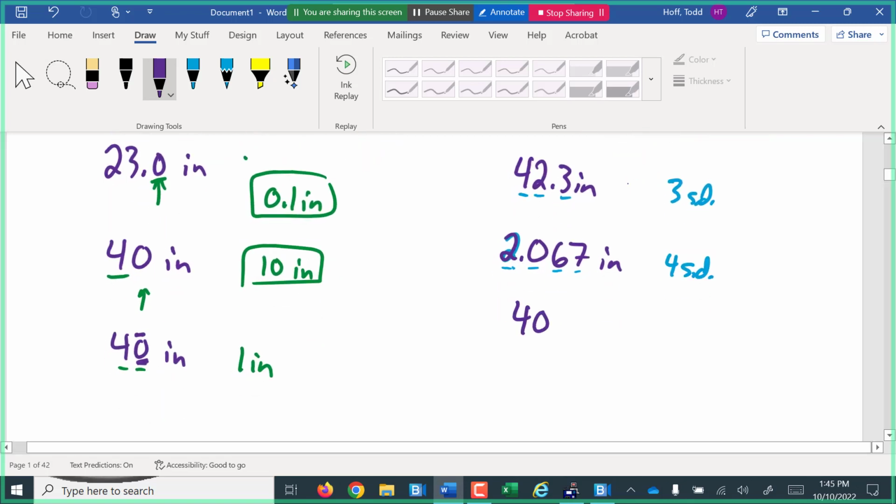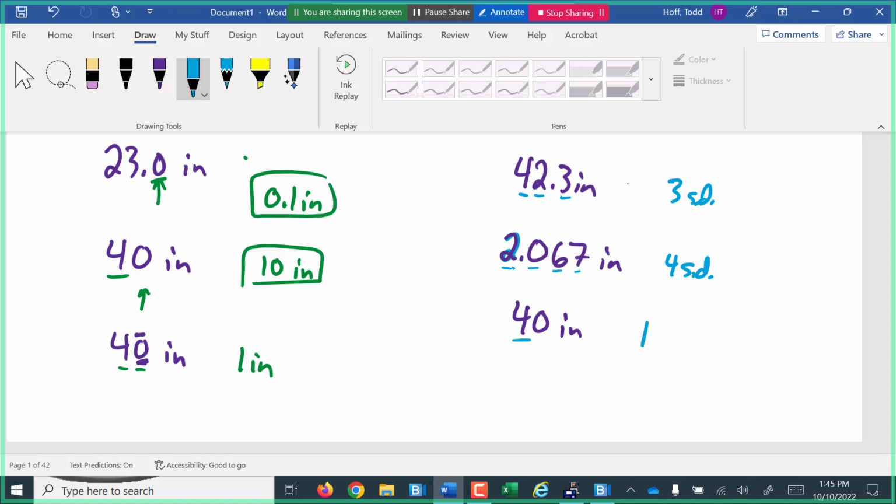Again, a measurement like 40 inches, well, 4 is the only significant digit. That is only accurate to one significant digit. But if you actually did measure to the nearest inch and reported it with an indicator under the 0, well, then it's now accurate to 2 significant digits because the 0 becomes significant.